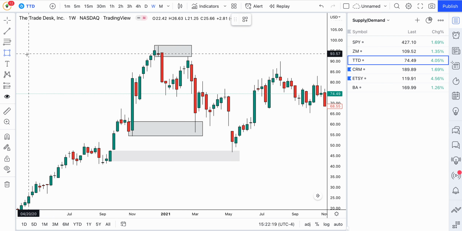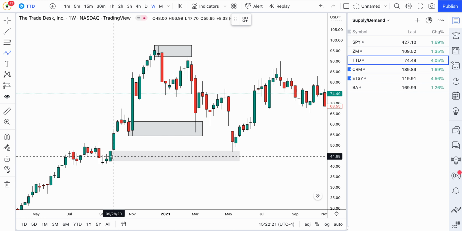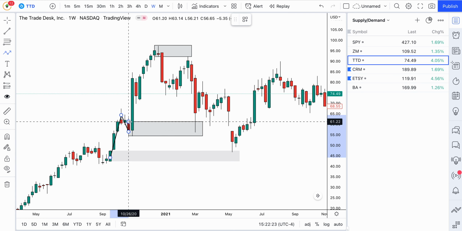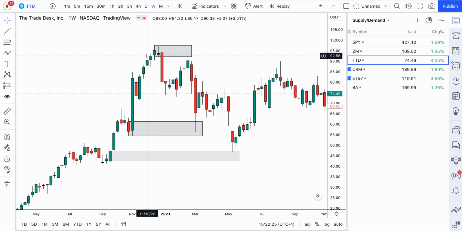Same thing right here. If I go to my path, we go up, we rally, we have a little base, we rally even higher.